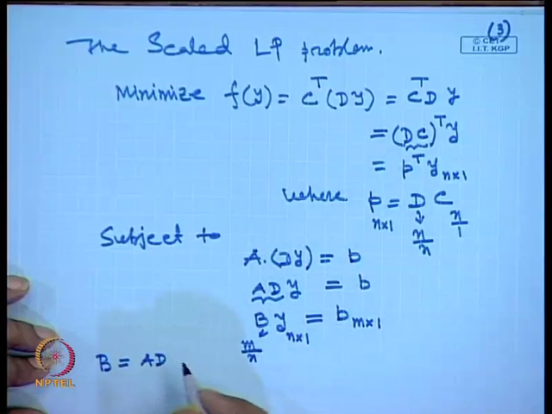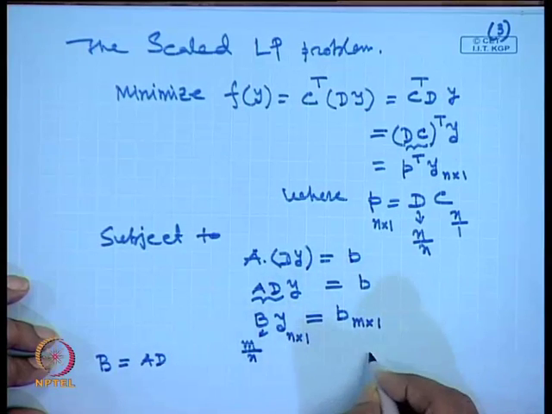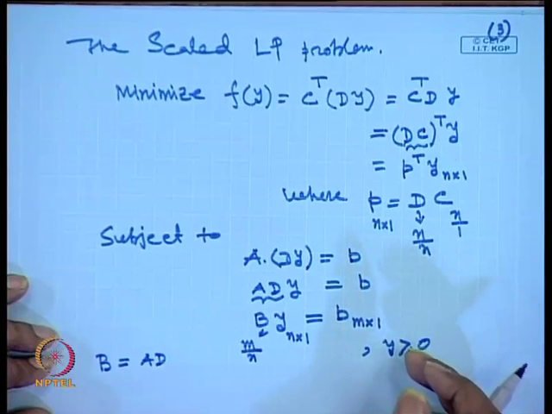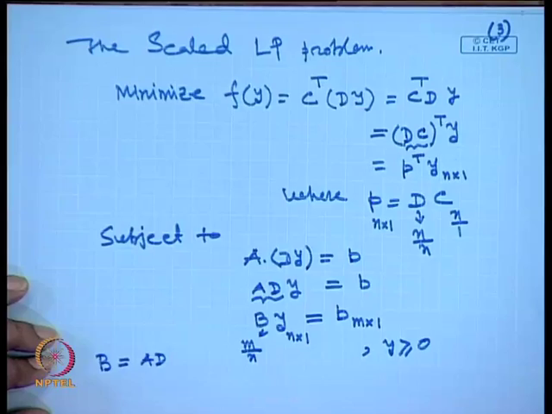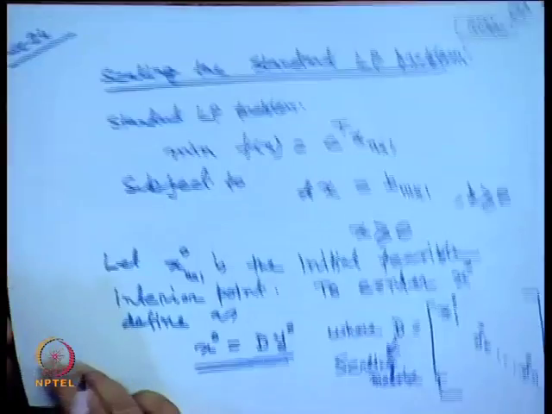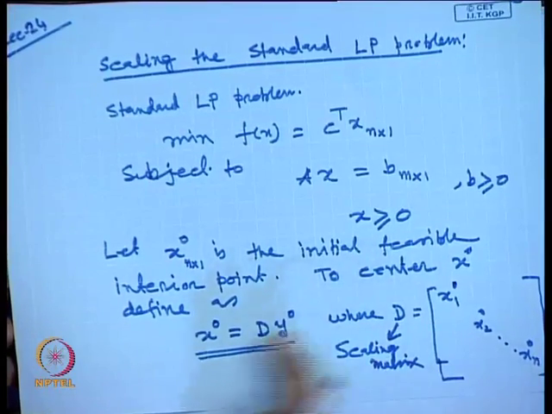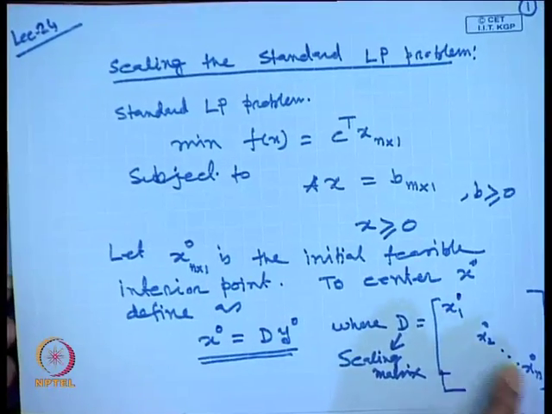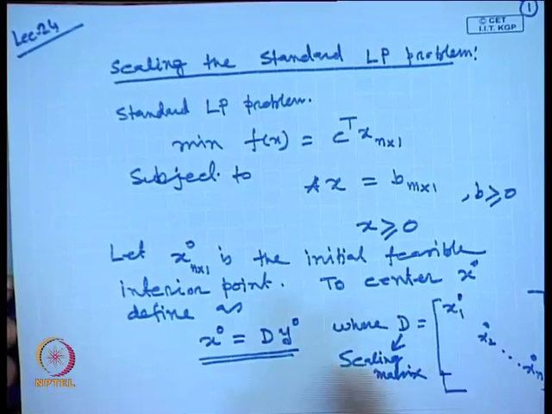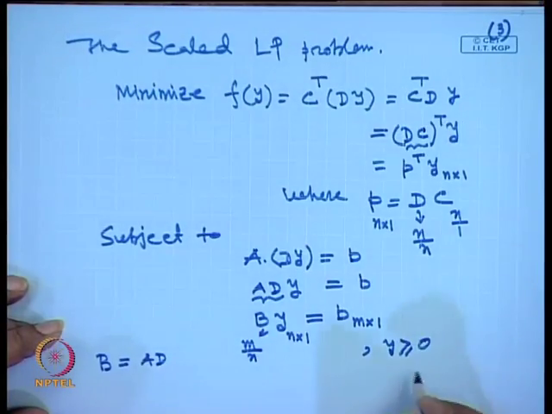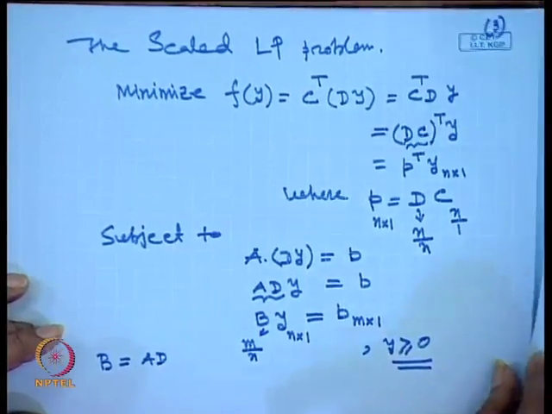So, keeping this in mind, not only this, our y is greater than or equal to 0, since x is greater than or equal to 0. In this expression, if you see how they are related, x is greater than or equal to 0 and the scaling matrix has each element a positive quantity, then if you take the inverse, this will be greater than or equal to 0, that y, this.